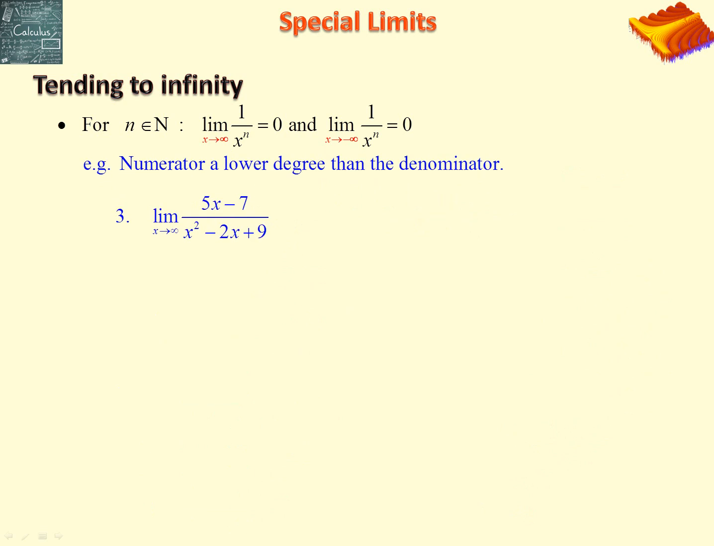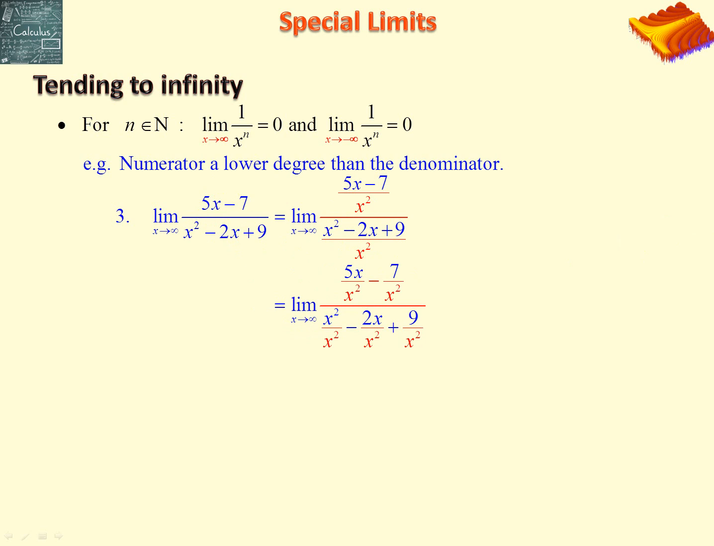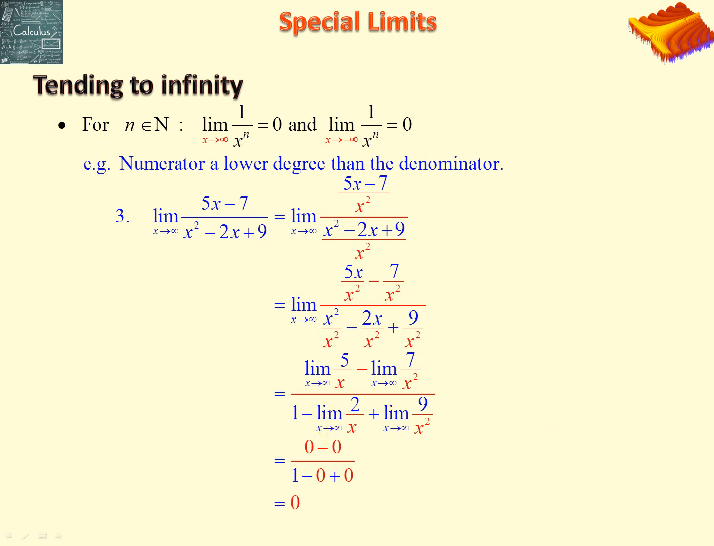Now, if the numerator is a lower degree than the denominator, just one example, first degree, second degree, I'm going to divide by the highest power within the fraction, which is x squared. These are going to go towards 0. And that means 0 over 1, which means the limit is 0 as x tends to infinity.